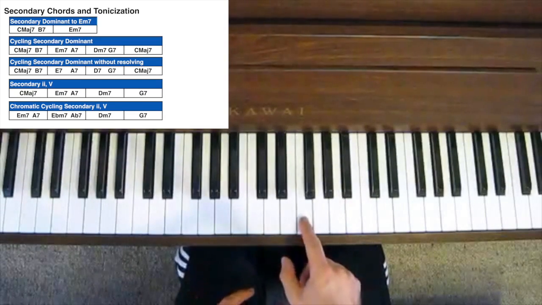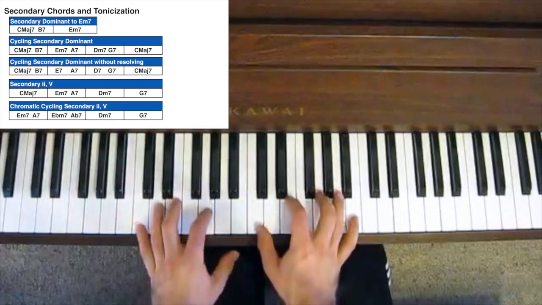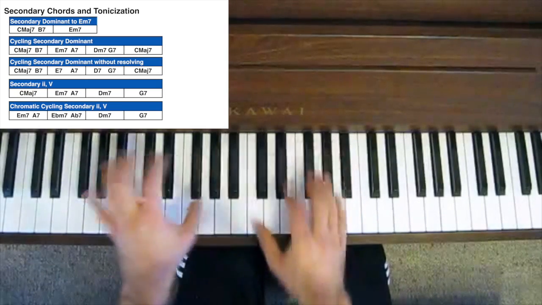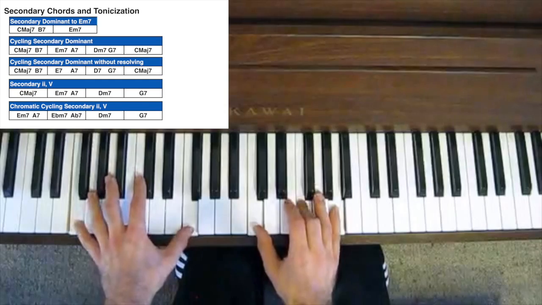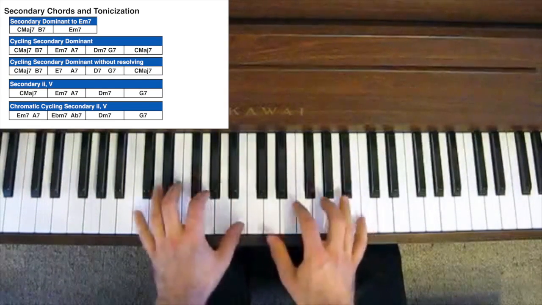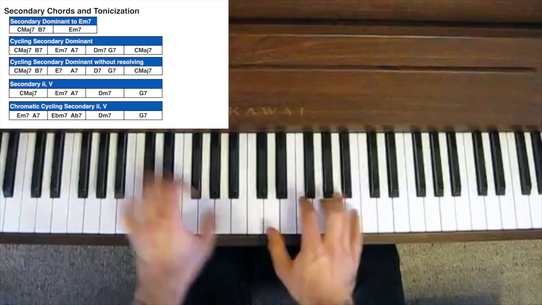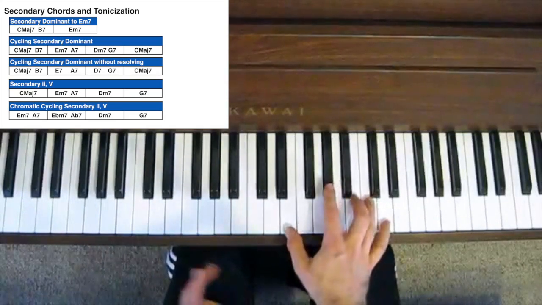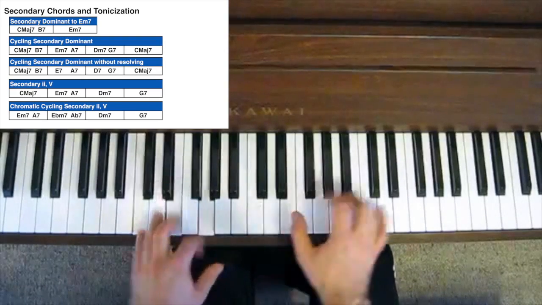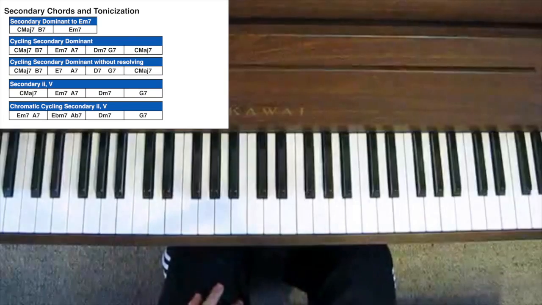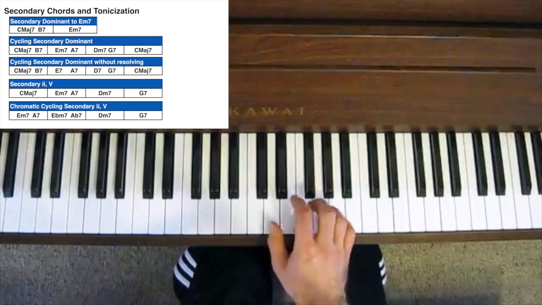You can tonicize the F major by making the C major 7 become a C dominant 7, going to the F major. And you can tonicize the G major by putting in a D7 beforehand, so you can tonicize the A by putting in an E7 beforehand. Right, so you can tonicize any of those notes.